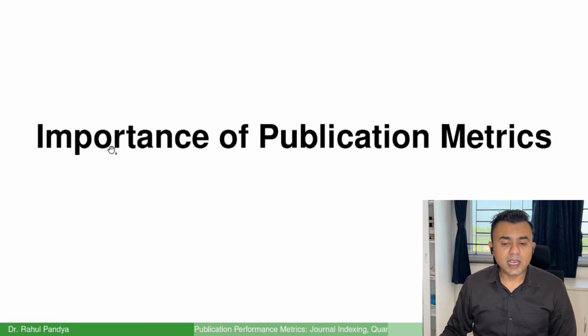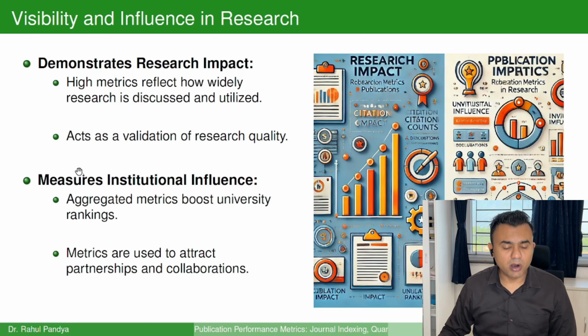If we look at the importance of the publication matrix, the first one is the visibility and influence of the research.